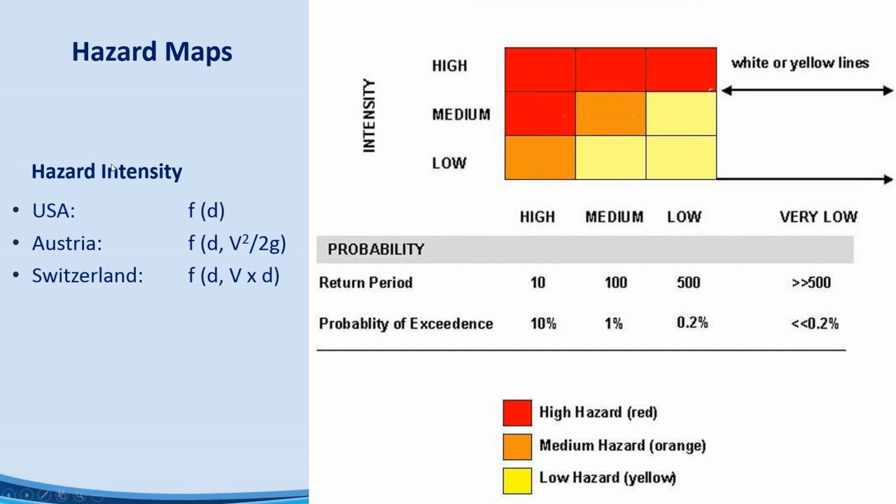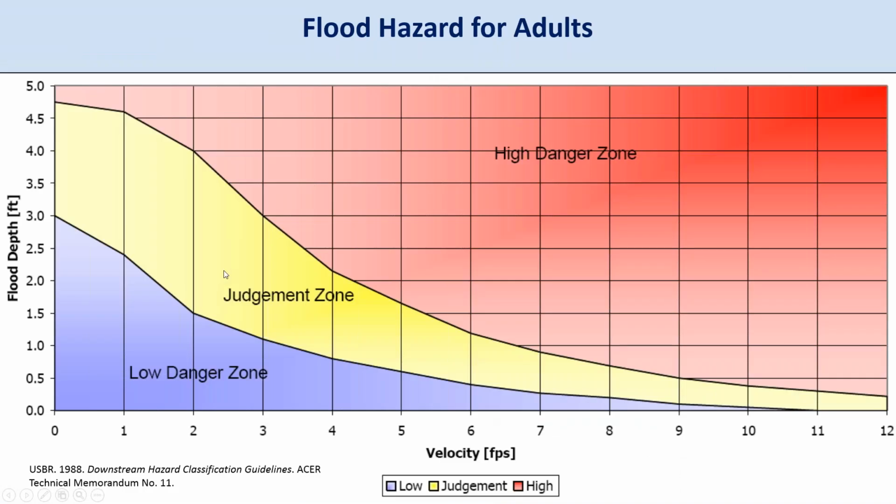Now, different hazard intensity maps can be generated. It can be just solely a function of flow depth, which is what we do with the FEMA maps, or like in Austria and Switzerland and other places in Europe, you can do depth and v squared over 2g, or depth and velocity times depth. And then this would be an interpolated function of these two. So in doing this, we've incorporated into the model these hazard maps for people, for houses, and so forth.